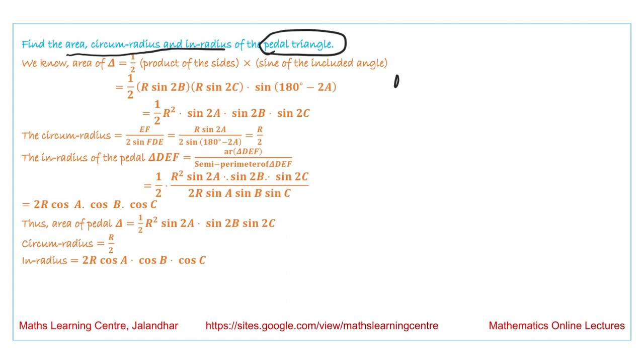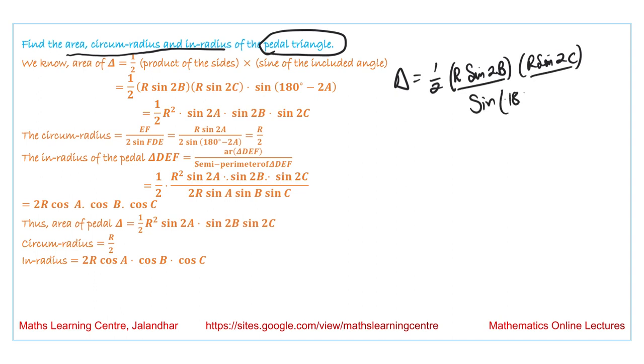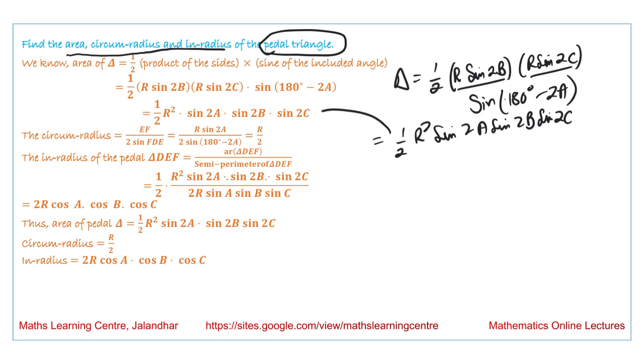For the area, we know it is half the product of two sides and the sine of the included angle. Suppose it is R sin 2B into R sin 2C into the sine of the included angle, which is sine of 180 minus 2A. So the answer we obtain is 1 by 2 R square sin 2A sin 2B sin 2C. So this is the area of the triangle.